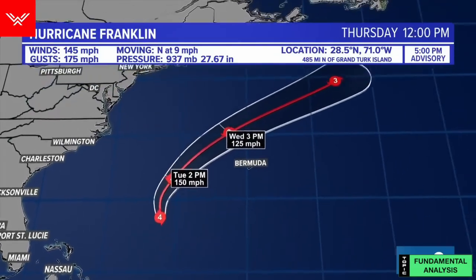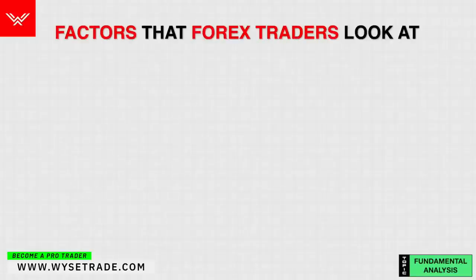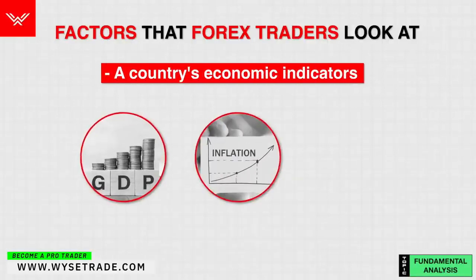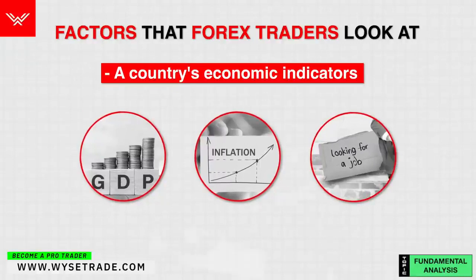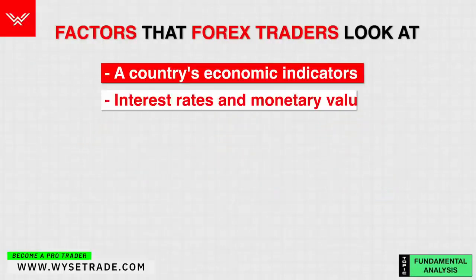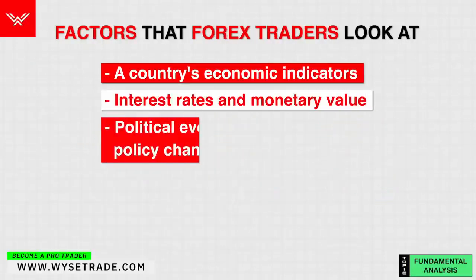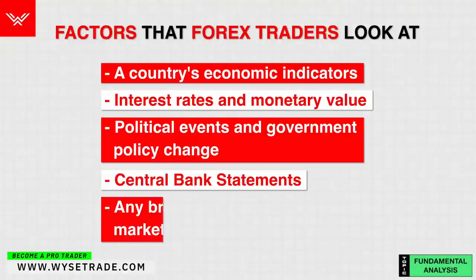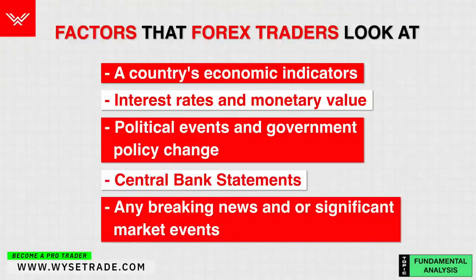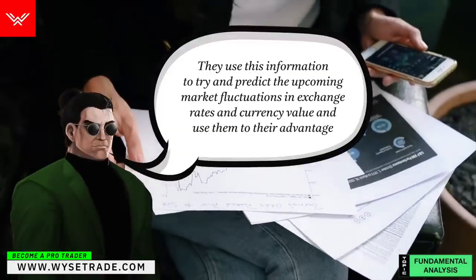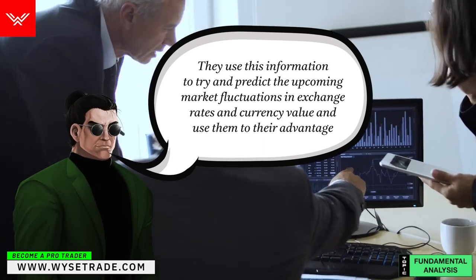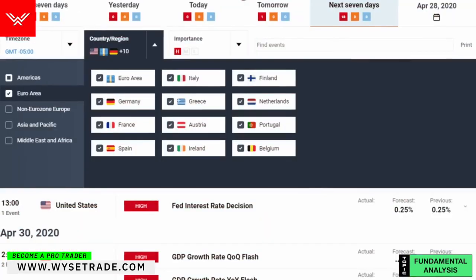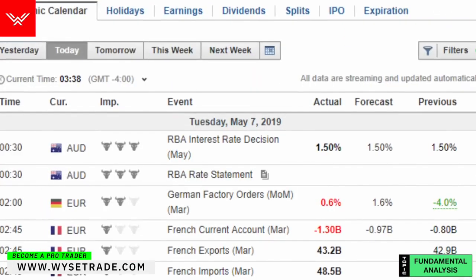Rather than atmospheric conditions, Forex traders are looking at factors like a country's economic indicators, such as GDP growth, inflation, and unemployment, to gauge the health of the country's economy, interest rates and monetary value, political events and government policy change, central bank statements, any breaking news and/or significant market events. They use this information to try and predict the upcoming market fluctuations in exchange rates and currency value and use them to their advantage. Many traders use an economic calendar as a way to keep track of upcoming economic events or announcements.